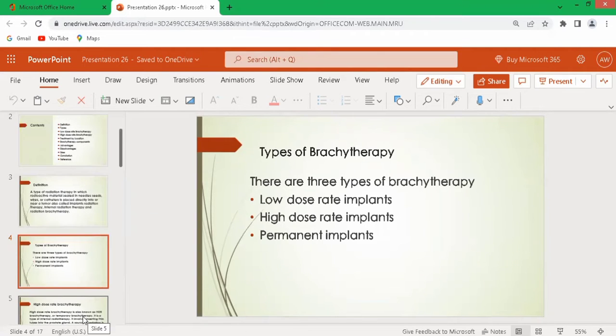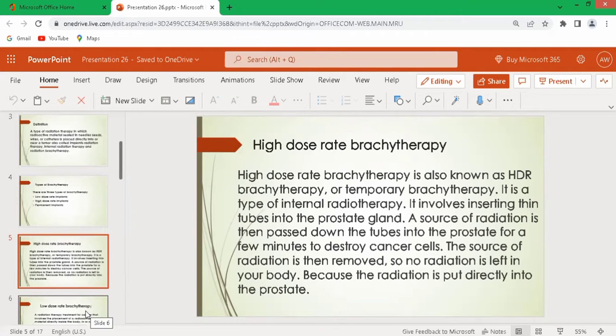There are three types of brachytherapy: low dose rate implants, high dose rate implants, and permanent implants. First of all, an explanation of high dose rate brachytherapy. High dose rate brachytherapy is also known as HDR brachytherapy or temporary brachytherapy. It is a type of internal radiotherapy.